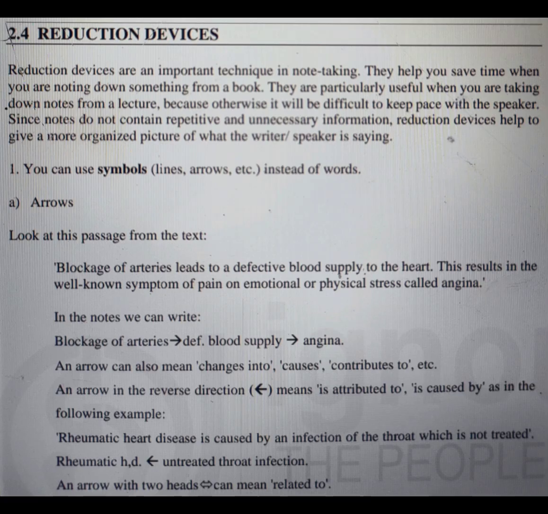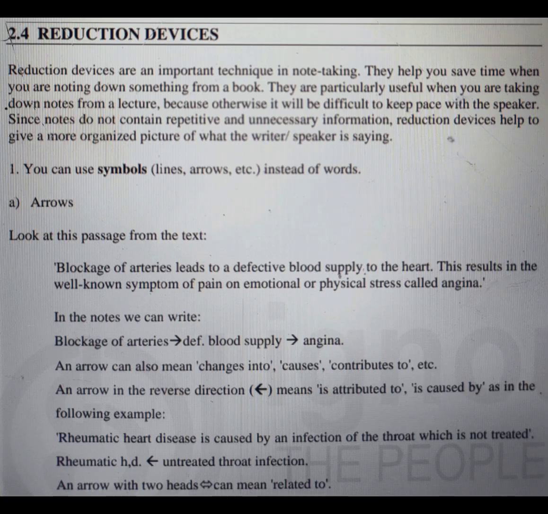1. You can use symbols, lines, arrows, etc., instead of words. Arrows. Look at this passage from the text. Blockage of arteries leads to a defective blood supply to the heart. This results in the well-known symptom of pain on emotional or physical stress called angina. In the notes we can write, blockage of arteries, defective blood supply, right pointing arrow, angina. An arrow can also mean changes into, causes, contributes to, etc.